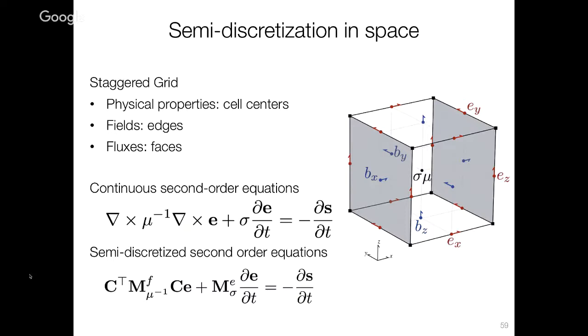These are the differential equations, but when you discretize them, you end up with matrix and vector equations that look something like this. The capital C is basically a curl operator, and this capital M is the bulk representation of this physical property. And so you're able to write the functional equations in terms of matrices and vectors, and then solve that.